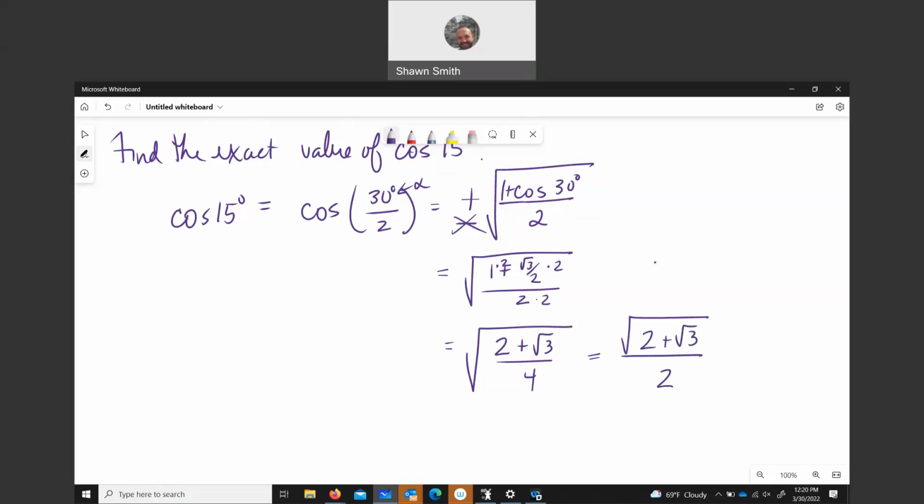Now you can double check it in the calculator. You're going to see some decimal. If you can enter all this in the calculator without making too many errors, and having a parentheses here and there, you can verify you got the right answer.